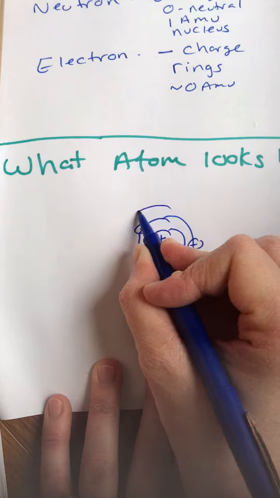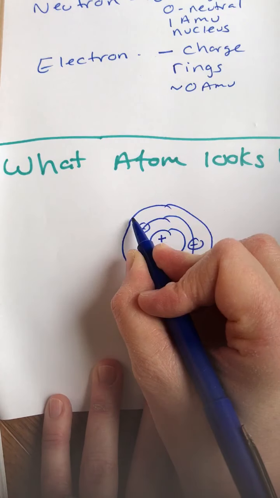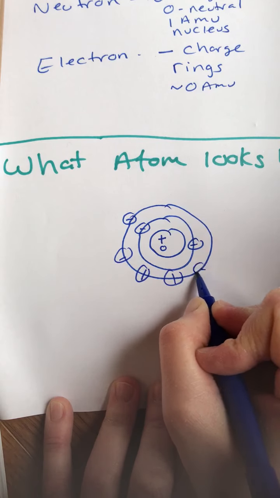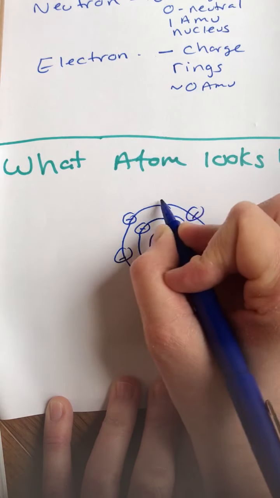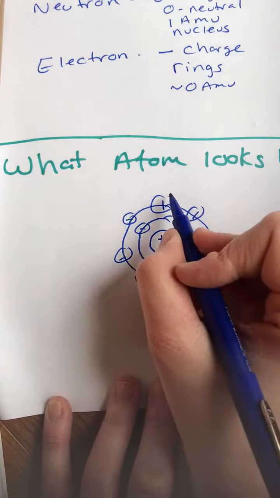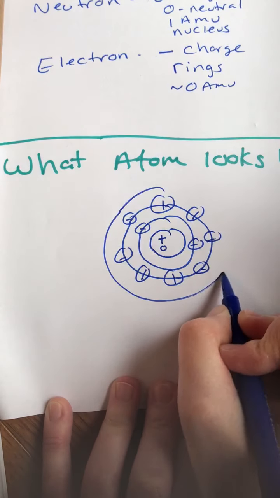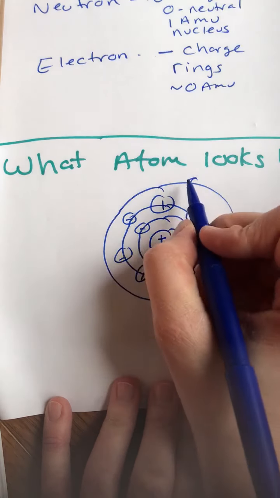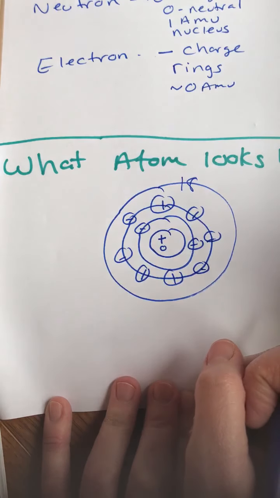2 can go on the first ring, and then we said 8 can go on the second ring. And then for us, we said that we wanted to put all the other orbitals also just to have 8. So we kind of went a 2, 8, 8. Really, it can hold 18 out here, and then you have your 32 and stuff.